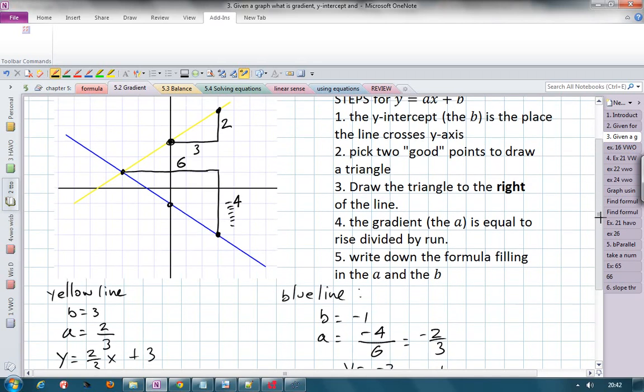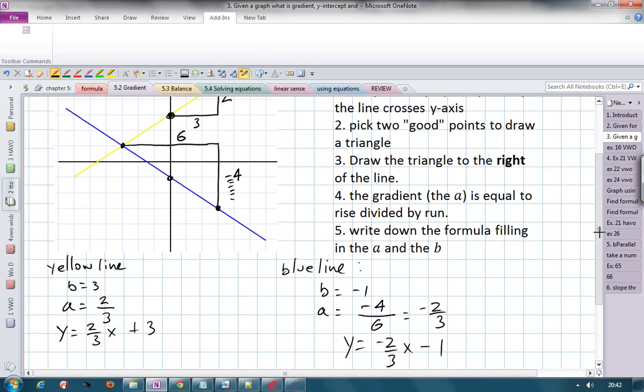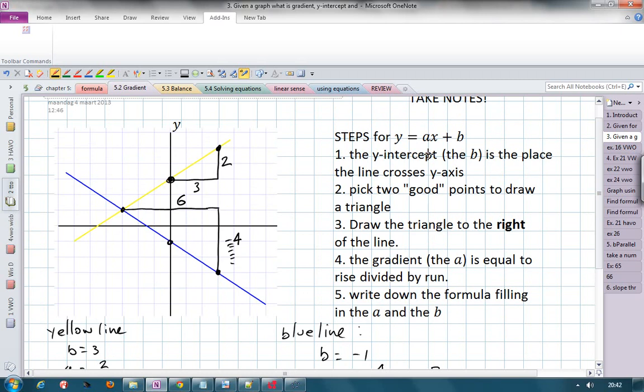Okay, so this has shown you what the steps are for, given the graph of a line, finding the formula. Hope it made sense.